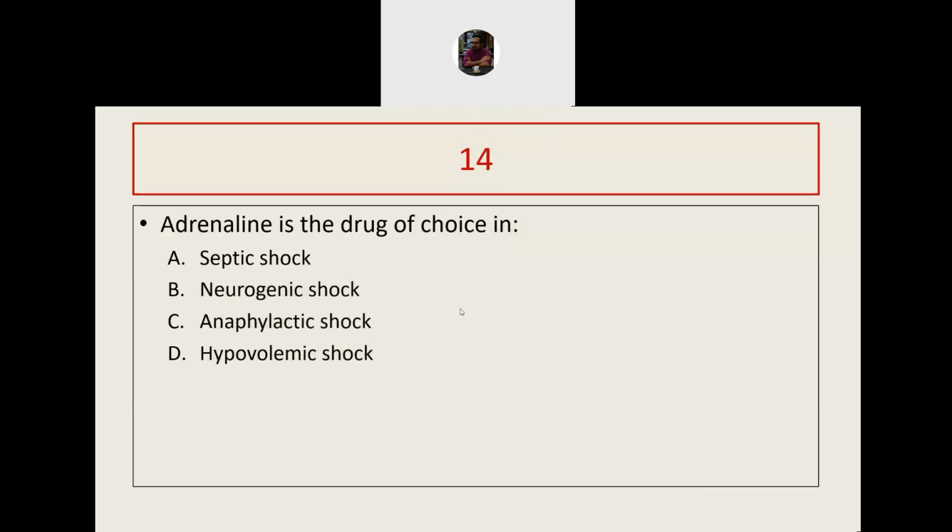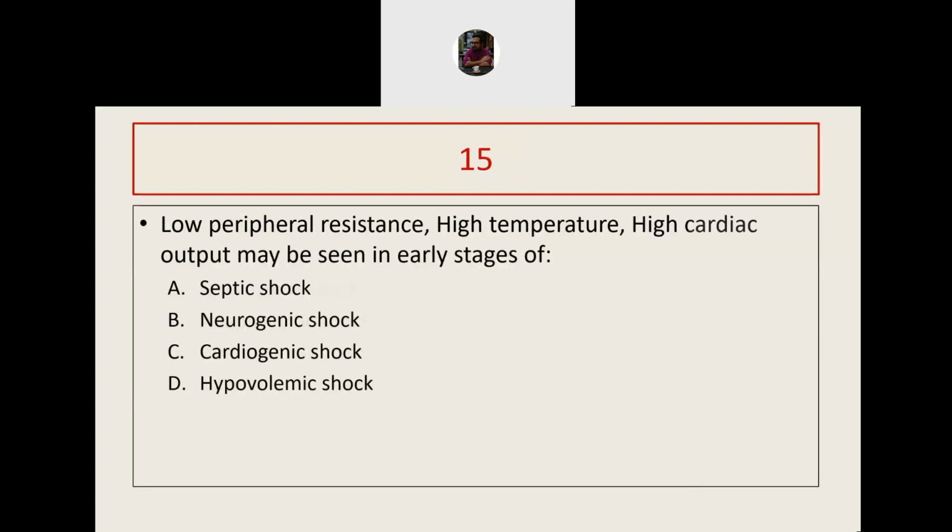Adrenaline is the drug of choice in which kind of shock? Wonderful. The answer is anaphylactic shock. It is the physiological antagonist of histamine. And finally, this combination is seen in the early stage of which shock?